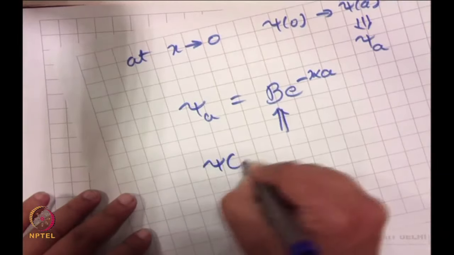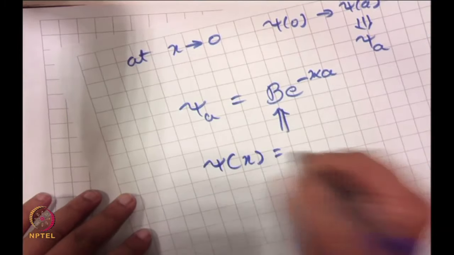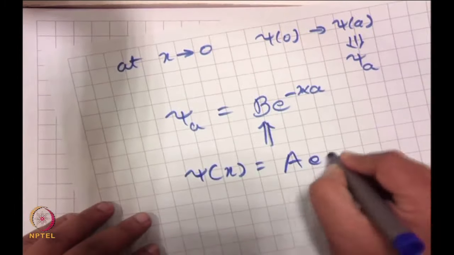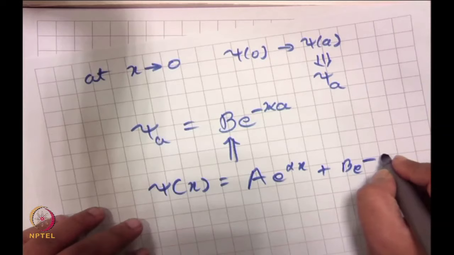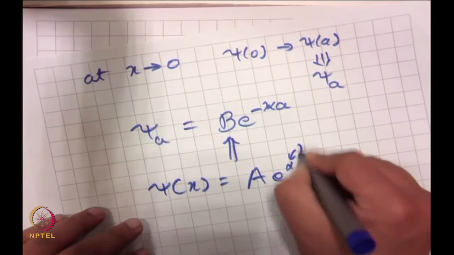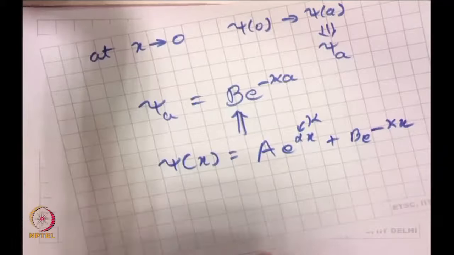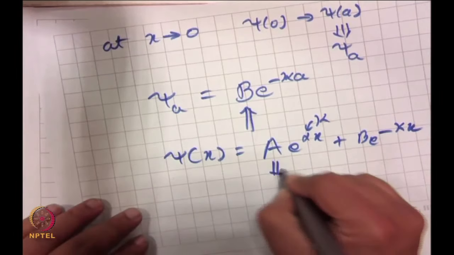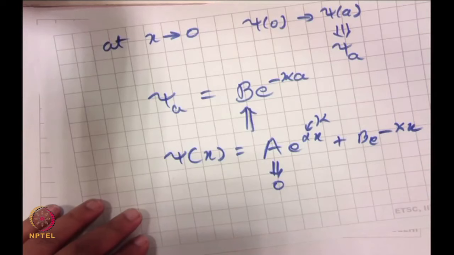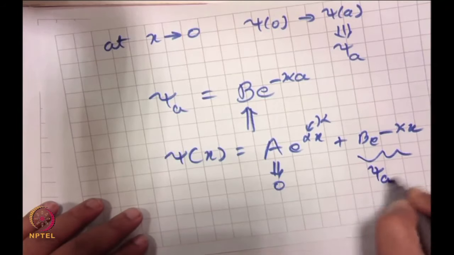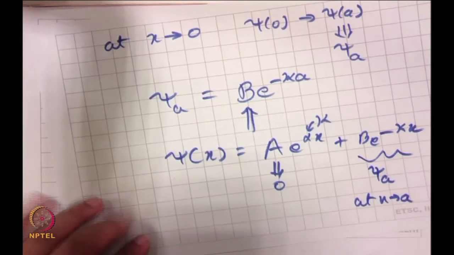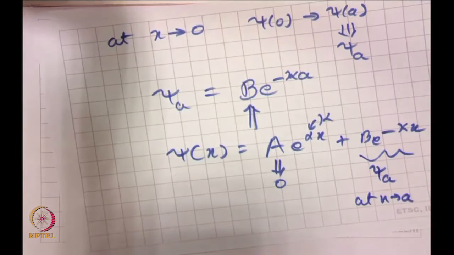I was looking at psi of x is equal to, again I am writing a e to the power alpha x plus b e to the power minus, not alpha, I should be writing what? This is kappa x. This one went to 0, this one went to 0. At x tending to a, this guy was equal to psi of a. So, what will be the final equation for me? What did we write down finally the last time?